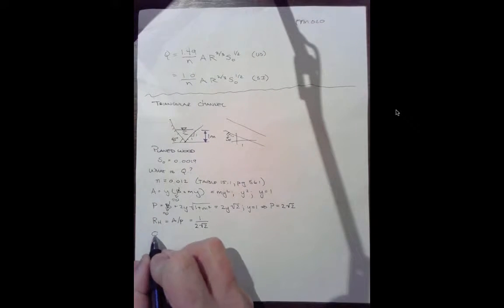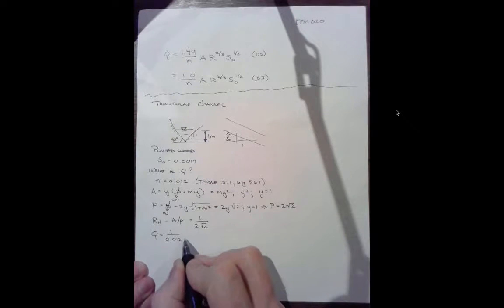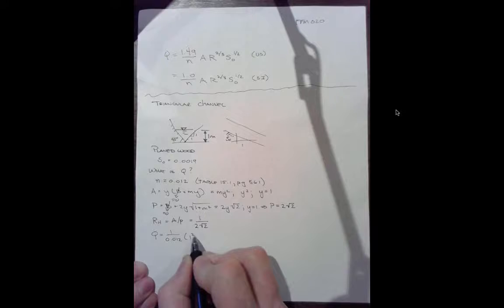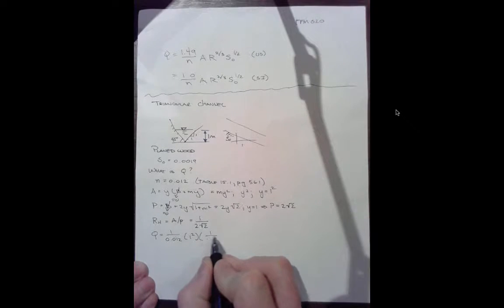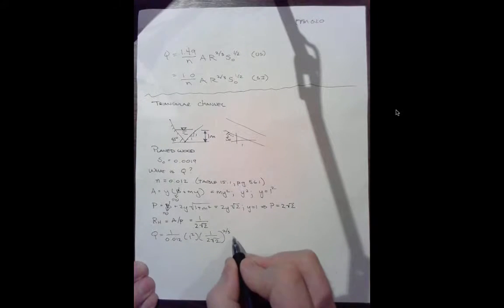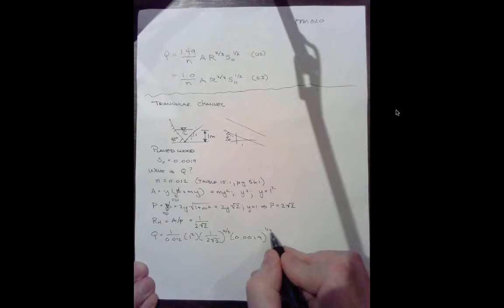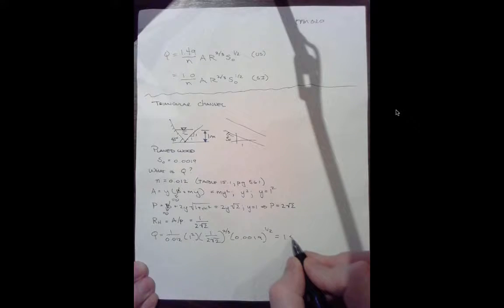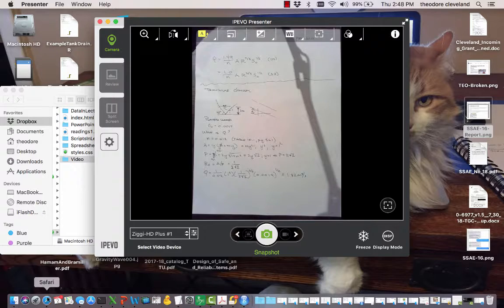We can calculate the flow rate now as 1 over 0.012, area of 1 meter squared, 1 over 2 root 2 to the 2/3 power, bottom slope to the 1/2 power, for a value of 1.82 meters cubed per second. Let's try that using the online calculator, whose purpose in life is to help us check our work.